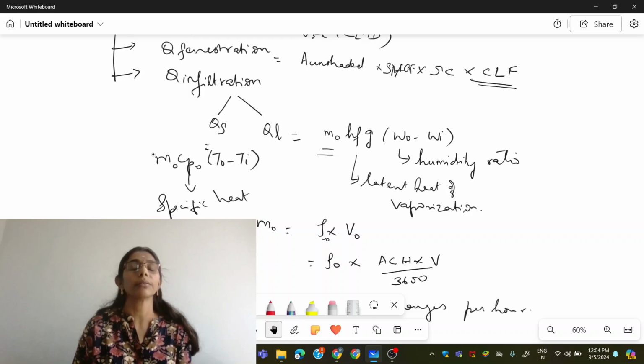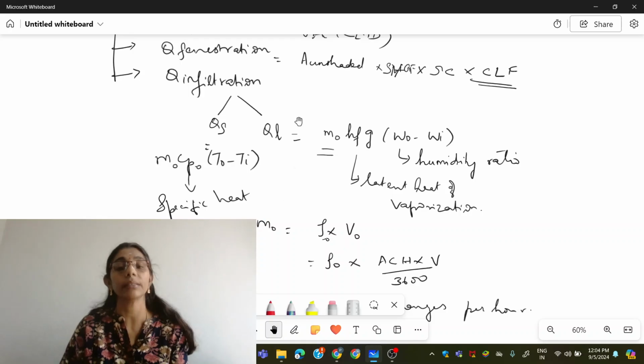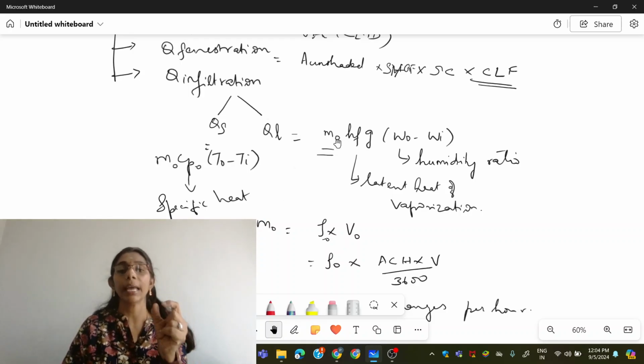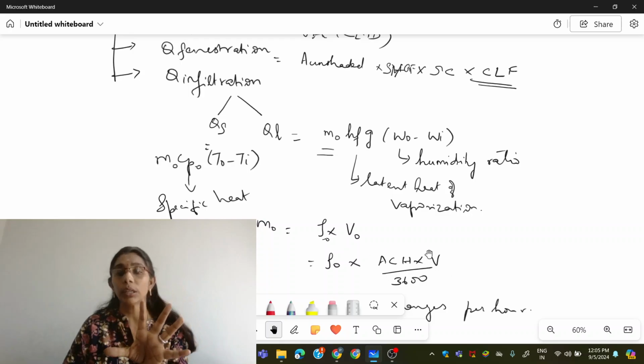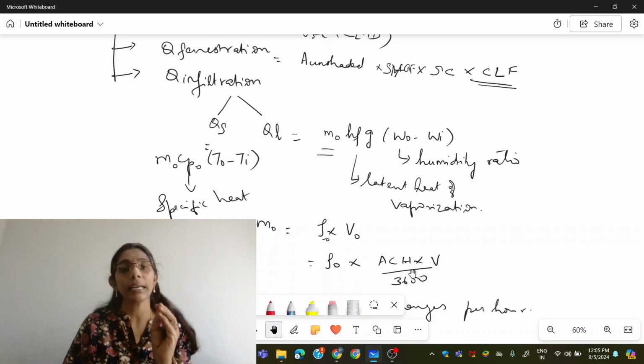This is the specific heat of outside air and this is the temperature difference. Likewise, for latent heat, you have m into hfg into the difference in humidity. So again, m, how will we calculate it? Density into volume. What is this volume? It is not just the volume of the building, but the volume of the building multiplied by air changes per hour.